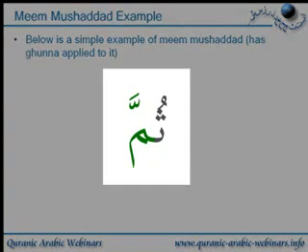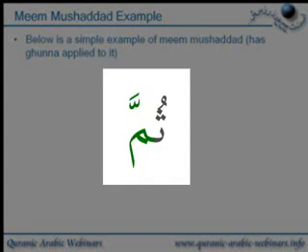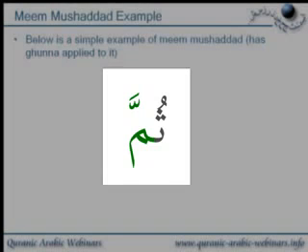A simple example then: here's a word which is thumma. Now if you apply the ghunna, this becomes thumma. Again, shadda you always hold for 2, and we covered this in English, it's called gemination. We've done that in a previous lesson, but we're applying the ghunna, so it's thumma.